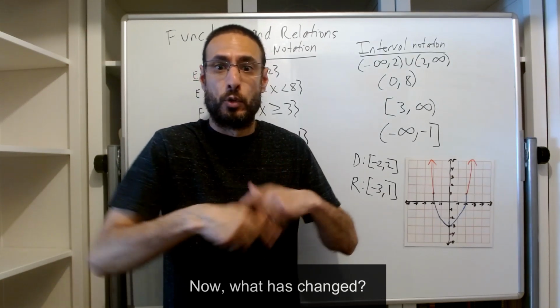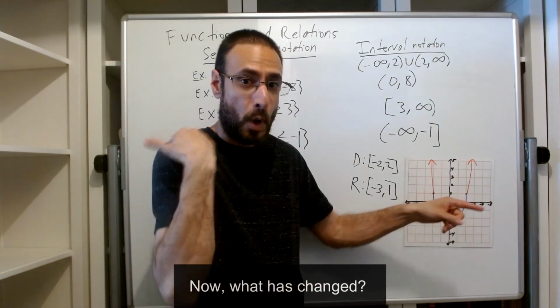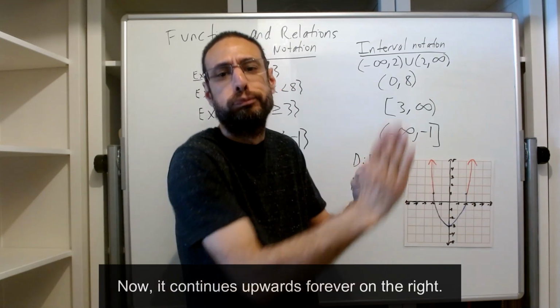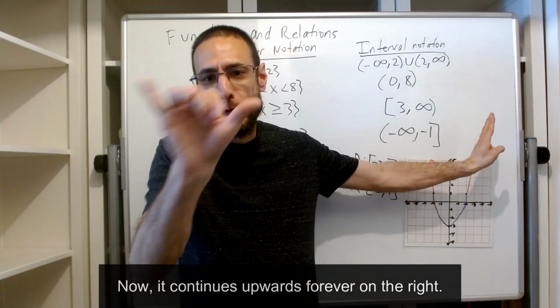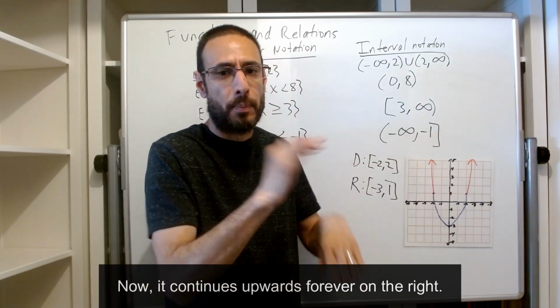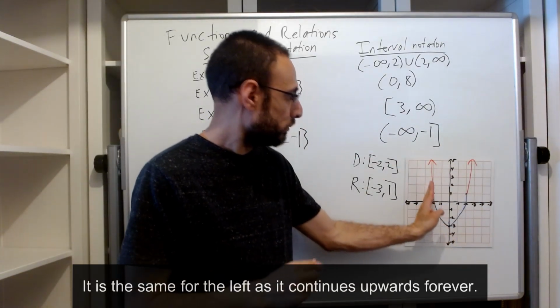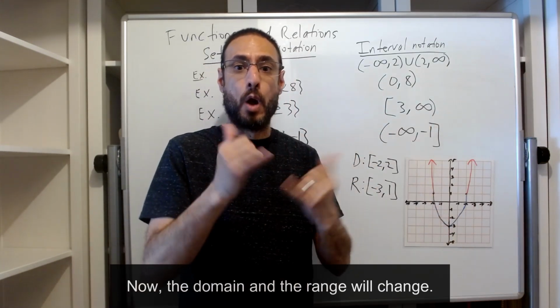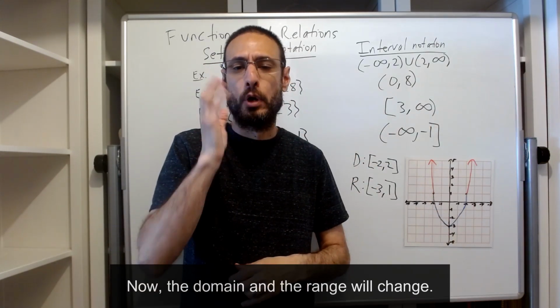Now, what has changed? Before, the graph stopped at those endpoints. Now, it continues upwards forever on the right. It is the same for the left, as it continues upwards forever. Now, the domain and the range will change.